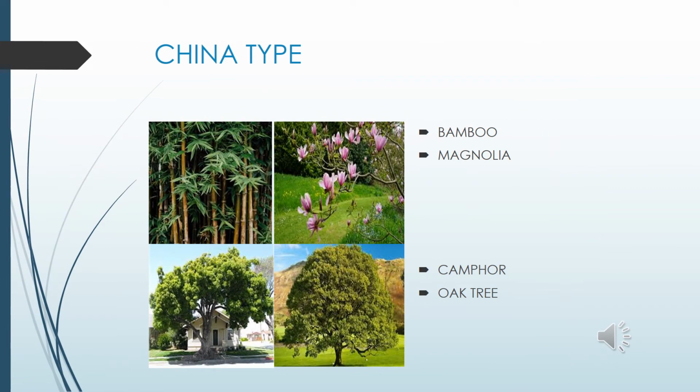Next is China type vegetation. In China type vegetation we will find mixed forest with evergreen trees. The main trees of this region are, in the first picture, bamboo, and magnolia in the second picture. The pictures at the bottom: the first picture is camphor and the second picture is of an oak tree.